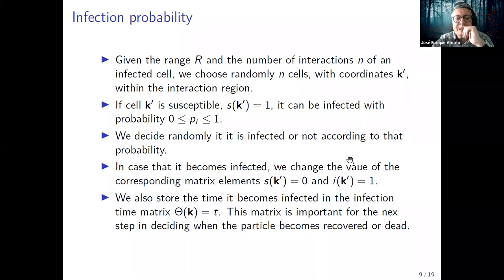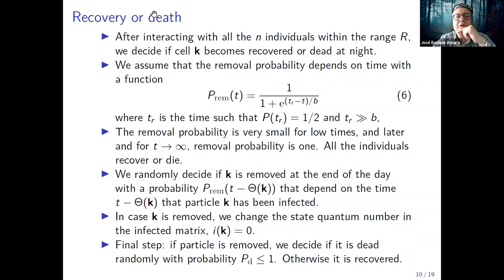At this point, we also store the time it becomes infected in the infection time matrix. This matrix theta stores the time of infection of one cell, okay? This matrix is important for the next step because we have to decide when the particle becomes recovered or dead. And this is the next step. Recovery or death. So after interacting with all the individuals within the range R, we decide if the cell K becomes recovered or dead at night. Okay, so at the end of the day, we just, with some probability, compute or simulate recovery or death.